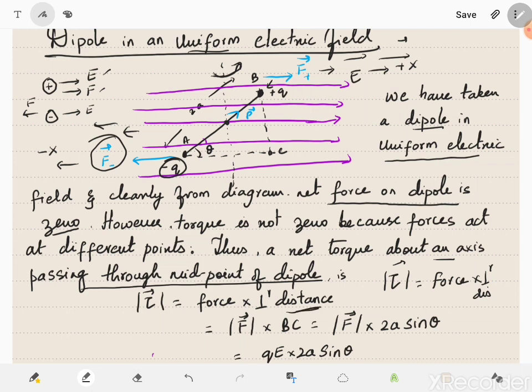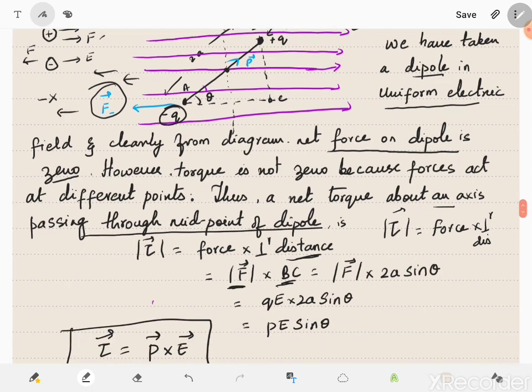It's already written here. So we are going to take the magnitude of one of the forces multiplied with the perpendicular distance. From this point to this point, from B to C, is going to be your perpendicular distance. From B to C is the perpendicular distance. It's clearly, what is BC from this triangle, from triangle ABC? BC is going to be 2a sine theta.